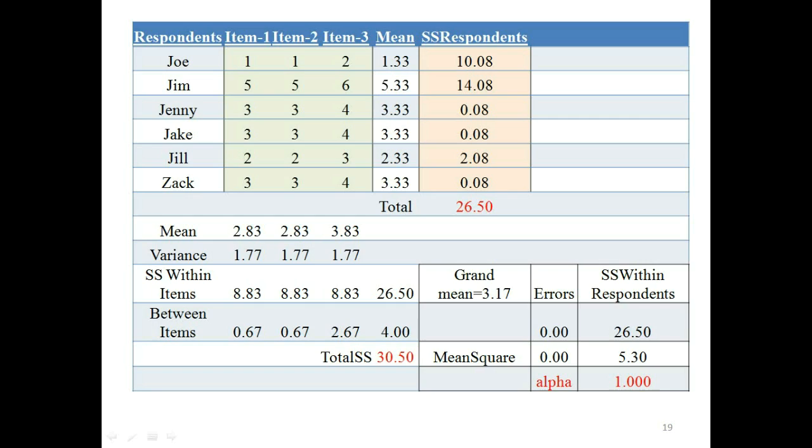Now look at this slide. By systematically adding 1 to item 3, the grand mean increases to 3.17, but the variance for each item remains the same. So we have added 4 to the total sum of squares. This is ignored and alpha is still 1.